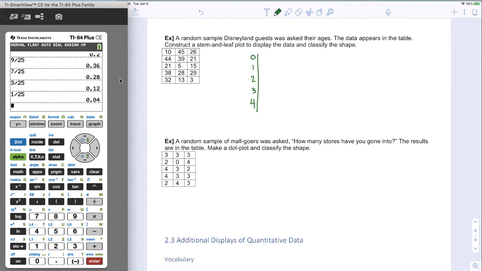So those are my stems, and now I'm going to put in the leaves. They should be in ascending order, and they should be consistent size. So for the tens place of 0, there are 2 single-digit ages, 3 and 5. So those will be my first 2 leaves. Then for the ages in the tens, I have a 10-year-old, a 13-year-old, and a 15-year-old. So 0, 3, 5 will go on my second stem.